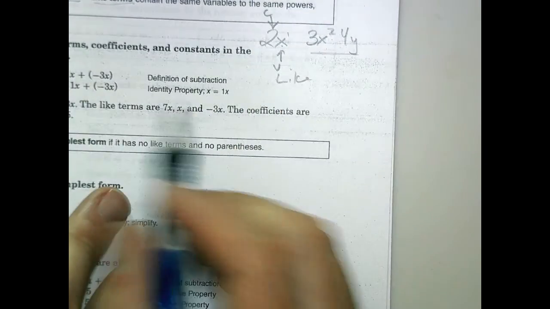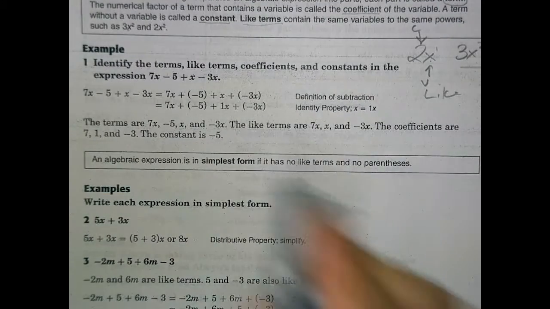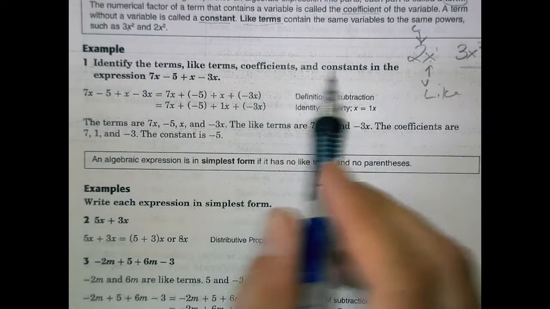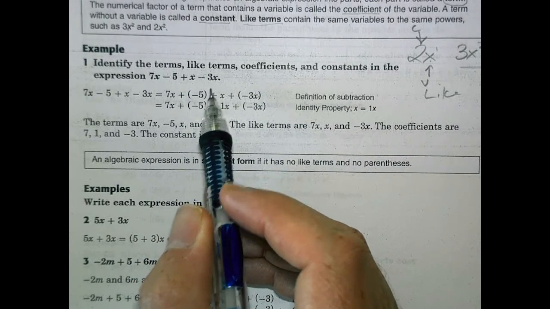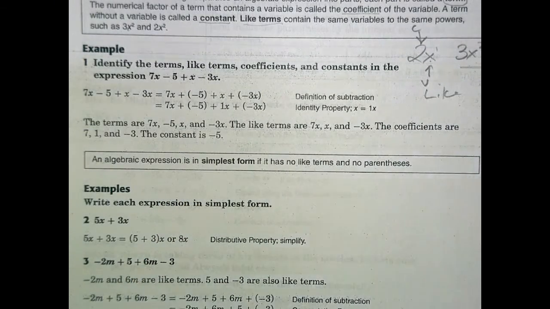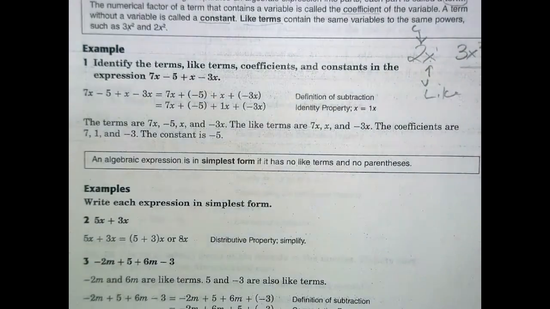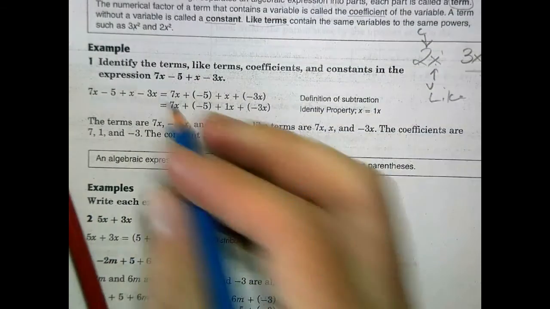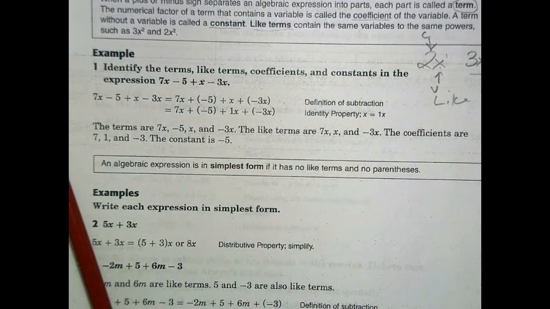So in this first example, it says to identify the terms, like terms, coefficients, and constants in the expression 7x minus 5 plus x minus 3x. It's sometimes helpful to take a look at things with different colors. Eventually you can do it without. I do color sometimes, I do boxes, squares. If you just have a pencil, I'll show you that in a second.